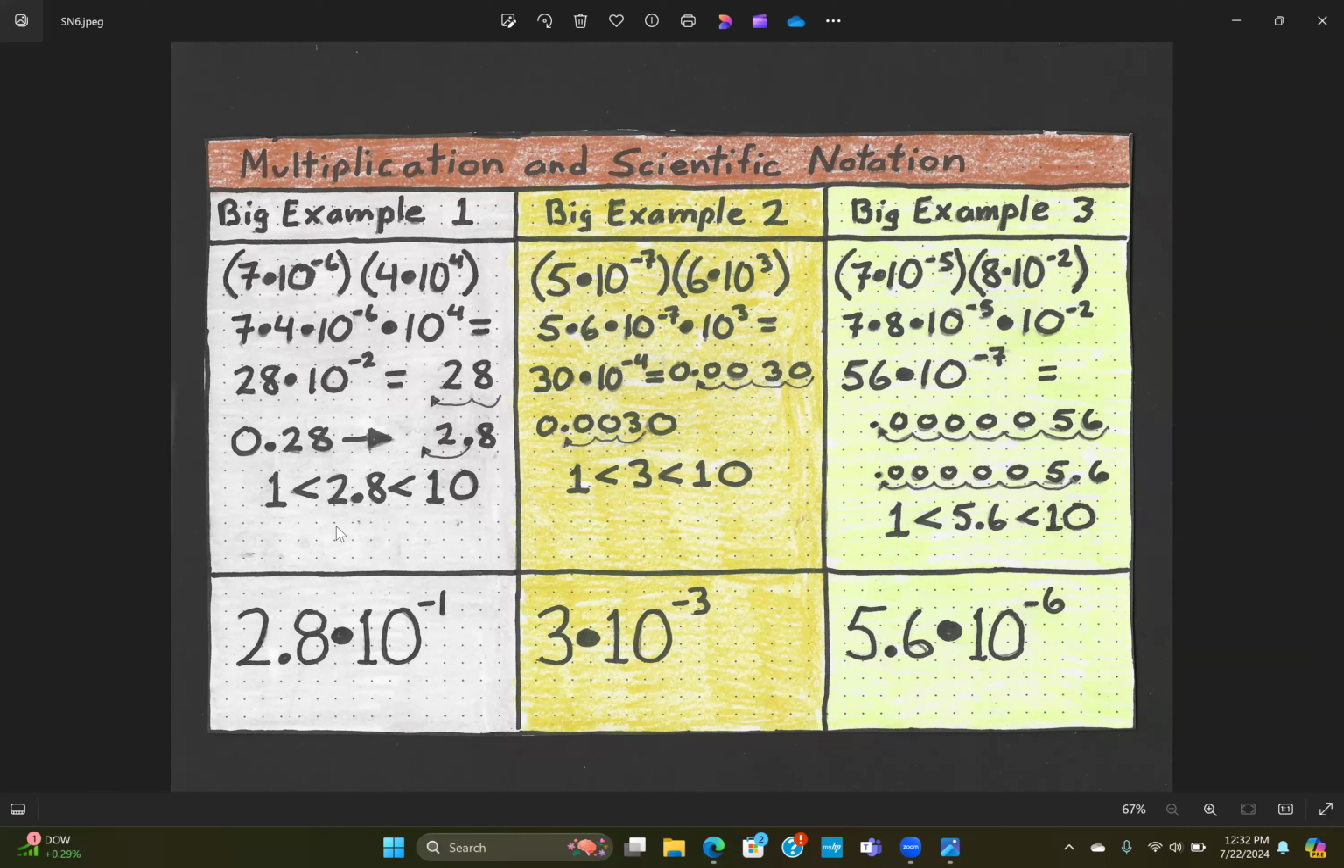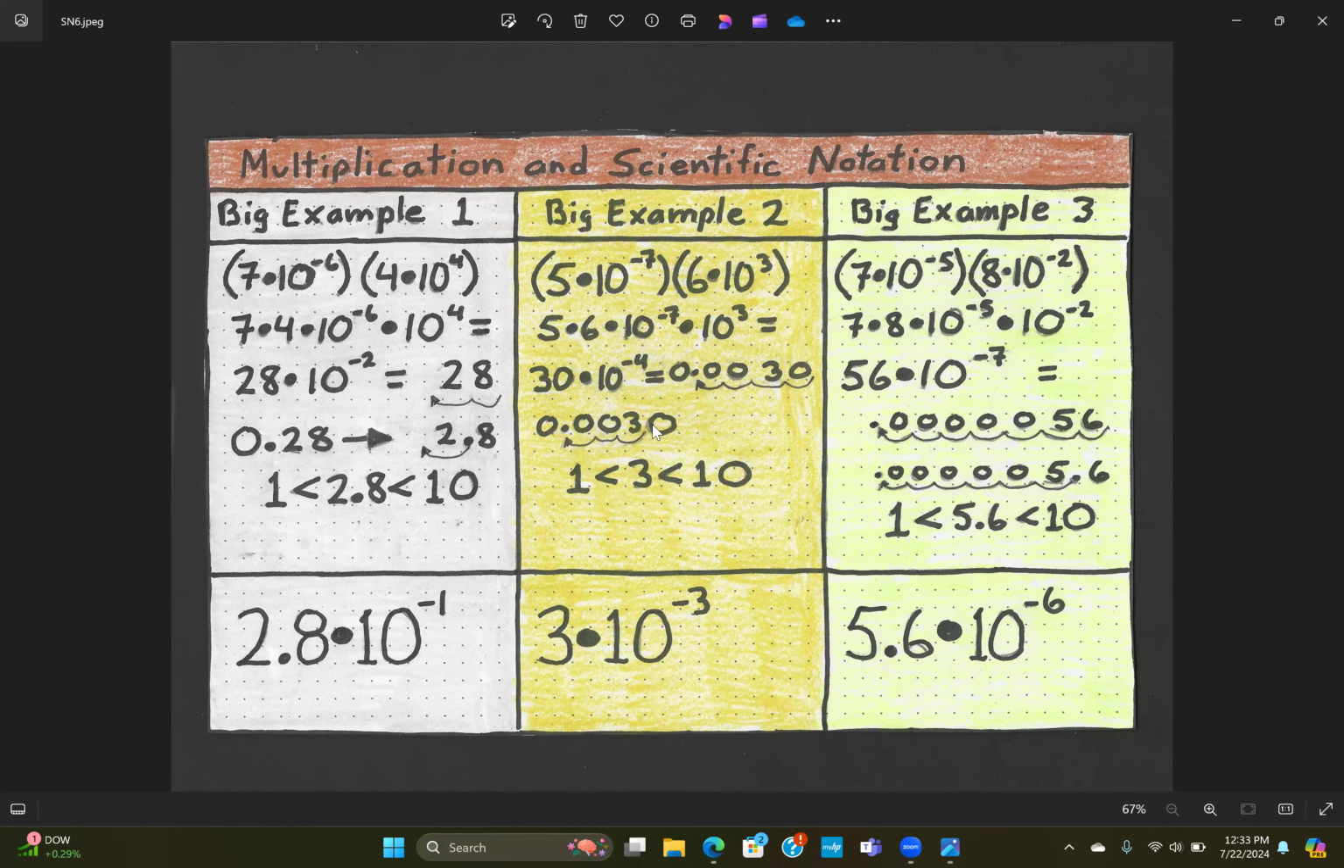The reason why we have 2.8 is because 2.8 is between 1 and 10, and we're going to use that 2.8 in our expression in scientific notation. Now we have 2.8 times 10 raised to the negative 1 power. Because right here we had 28 times 10 raised to the negative second power. Because we had to move it one place back to the right, now it becomes 2.8 times 10 raised to the negative 1 power.